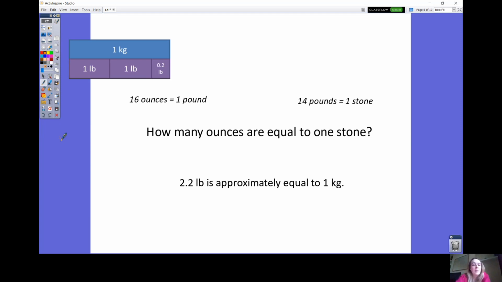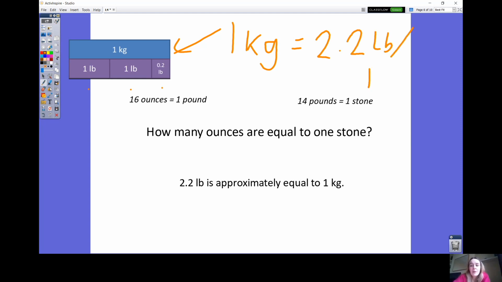So you see at the top here that 1 kilogram is equal to 2.2 lb, which is the same as pounds. Okay, so 1 kilogram is equal to 2.2 pounds. Below it says here 16 ounces is equal to 1 pound. So 16 ounces, that means ounces are really small. And you'll see here that there are 14 pounds in 1 stone. And you might have seen stones on a measuring scale as well to measure yourself. So if this is the case, how many ounces are equal to 1 stone?